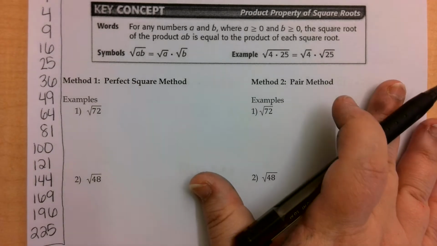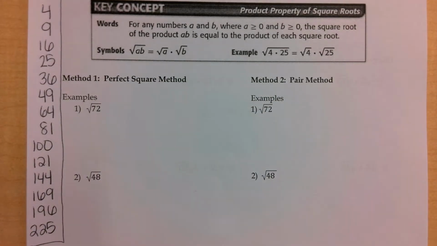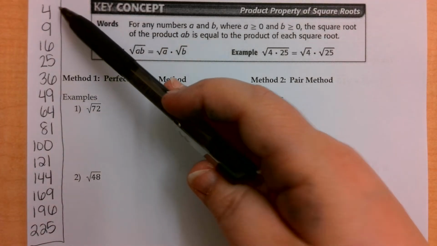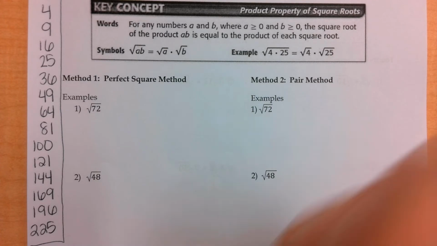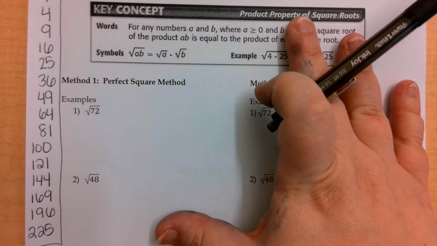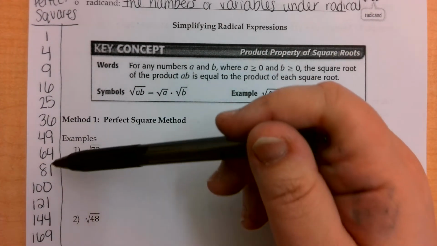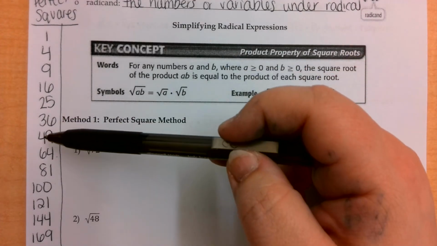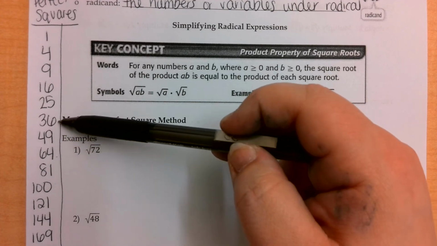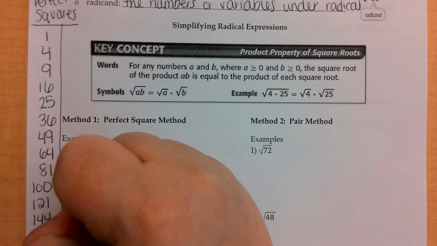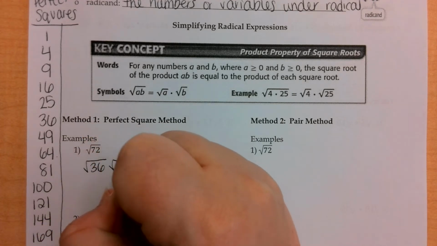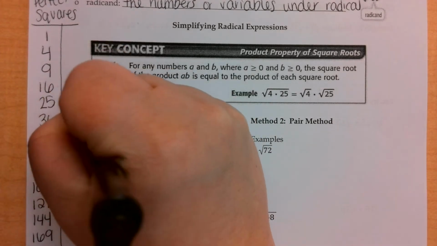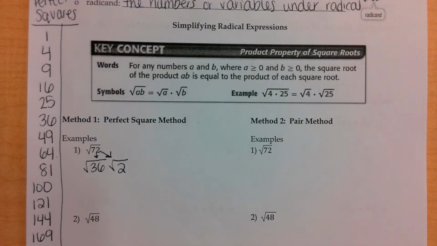Alright, speaking of that method 1, let's get started. So we have the example 72. I want to think, which of these numbers can I divide into 72? So, I start with what's closest to 72, 64. 72 and 64 can't be divided for an equal number. 49 does not work. 36, however, does. Because 36 times 2 is 72. So I broke that up into 36 and 2.